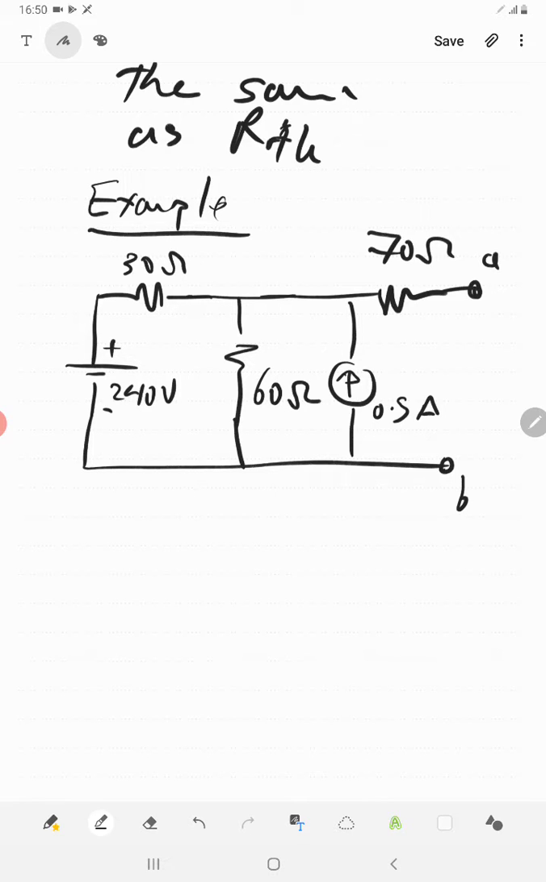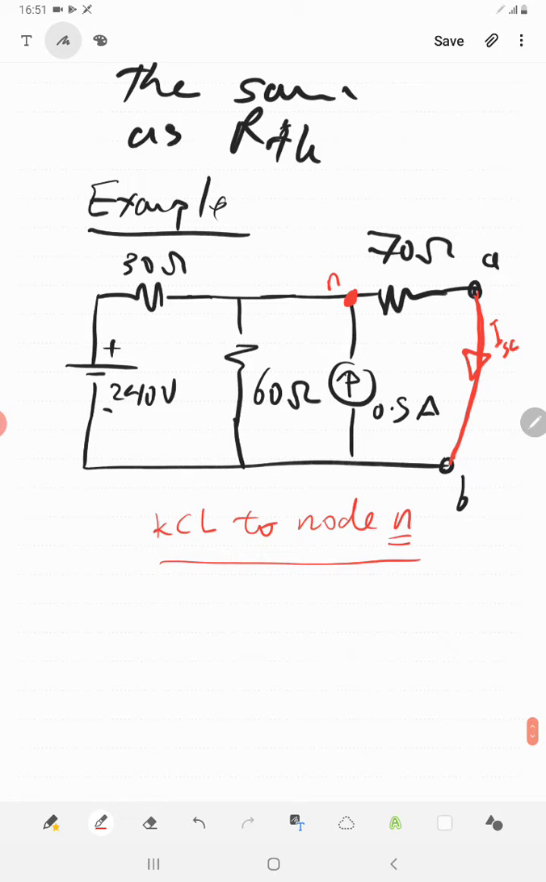First, we want to find the Norton equivalent. We make a short circuit here and determine what the short circuit current is. Okay? Now we can apply KCL to this node here. Let's say this is node N. So let's apply KCL to node N.